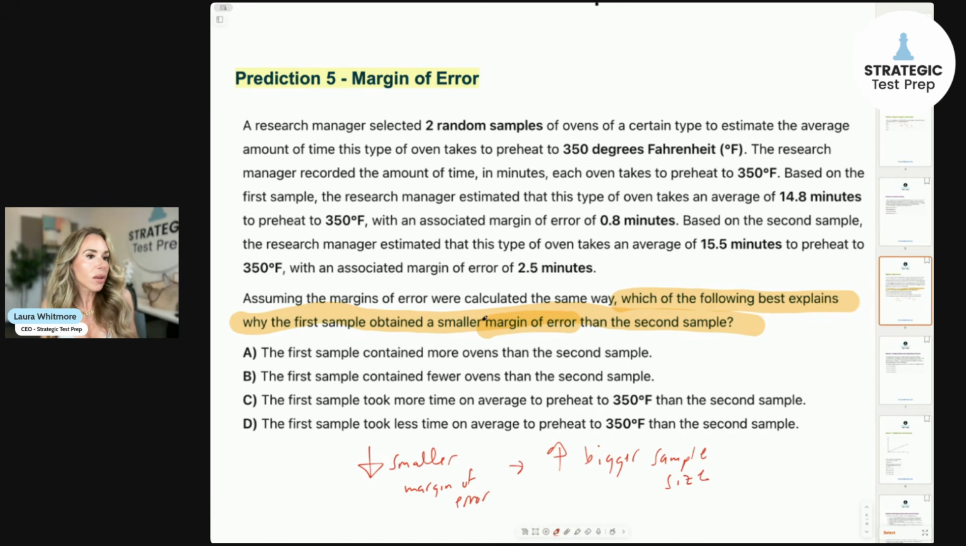So if the first sample has a smaller margin of error, it contains more ovens. It had a bigger sample size. So that's why we're going to pick A. This is another question that if you know what you're looking for, you can get it right in 10 to 15 seconds on module 2, which is going to save you tons of time. So please look out for that.